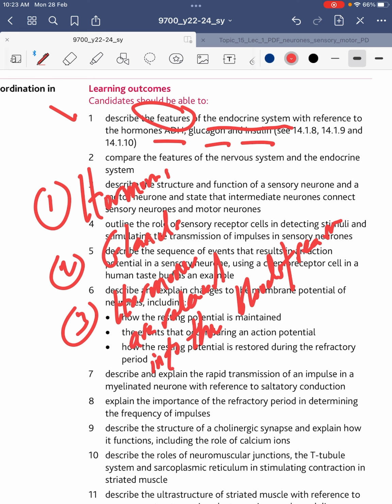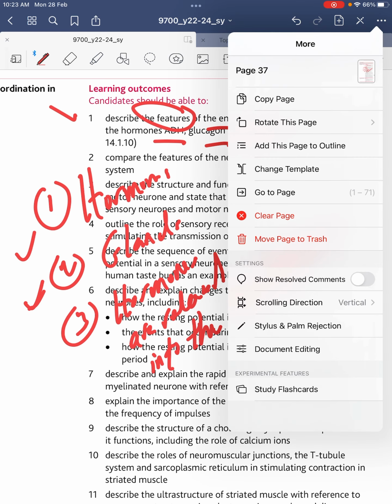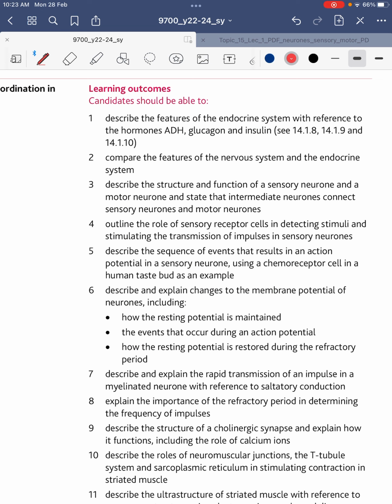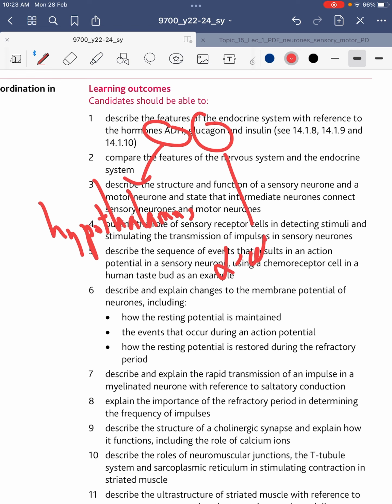So the feature of our endocrine system is that the chemical substances are called hormones, and these are released by glands. The hormones are released directly into the bloodstream. For example, the ADH hormone is produced by the hypothalamus, the glucagon is produced by the alpha cells, and the insulin is produced by the beta cells of the pancreas, of the islets of Langerhans.